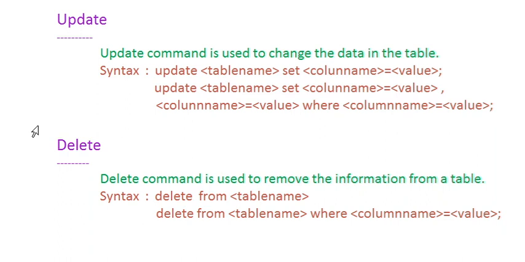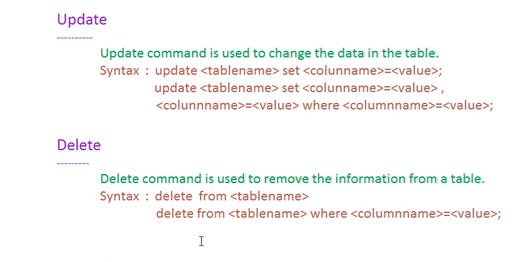The next command is the delete command. The delete command is used to remove information from a table. Suppose a table consists of 30 records, and now I want to clear all the contents. I can use the delete command. The delete command syntax is delete from table name. So delete from employee, let us say, deletes all the records available in the employee table.